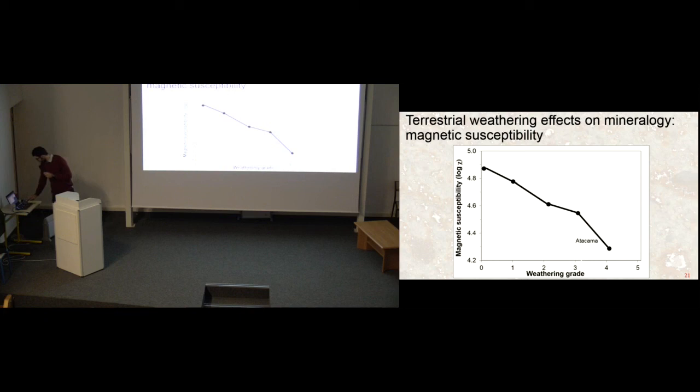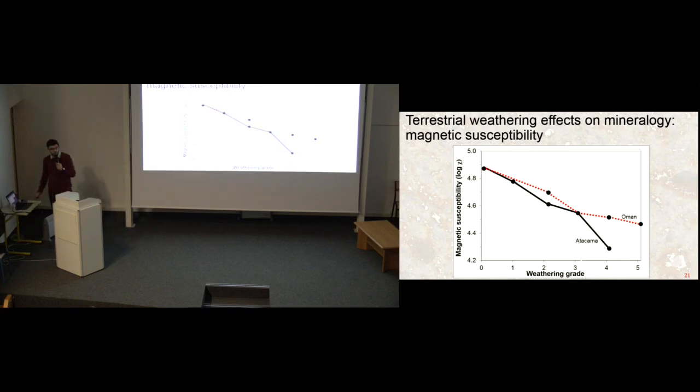And when we do this for Omani meteorites, the meteorites from Oman, we see that they are also showing the same behavior. But as we see in this part, apparently the rate of the decrease in the magnetic susceptibility for Omani meteorites and Atacama meteorites is different. So they are showing different trends. So the meteorite weathering, at least in their mineralogy, is different between different deserts.